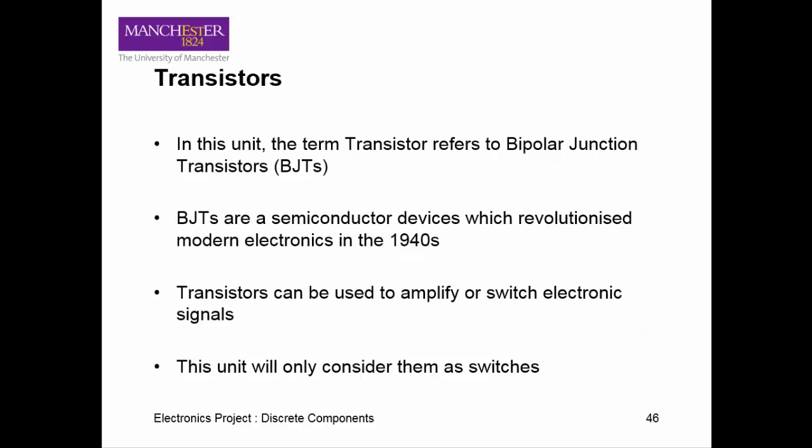Transistors. In this unit, the term transistor refers to bipolar junction transistors, or BJTs. BJTs are a semiconductor device which revolutionised modern electronics in the 1940s. They can be used to amplify or switch electronic signals. This unit will only consider them as switches. Details of how the transistors are made and their operating modalities will be covered in the electronic materials unit.